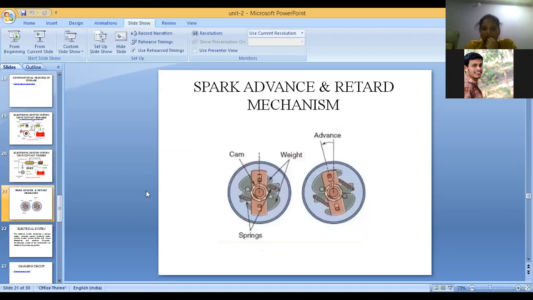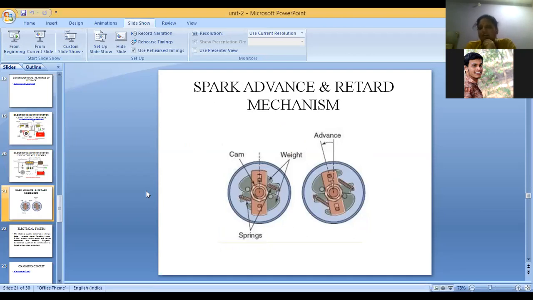Spark advance is igniting before the required time. Delaying is called retard. It means you have a spark plug inside our automobile. If it is igniting at the right time, then okay. If it is not igniting at the right time, either it will be igniting before or it is igniting later. If it is igniting before, we call it spark advance. If it is igniting later, we call it spark retard.